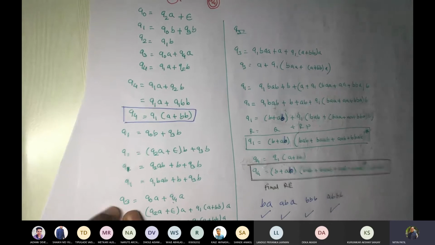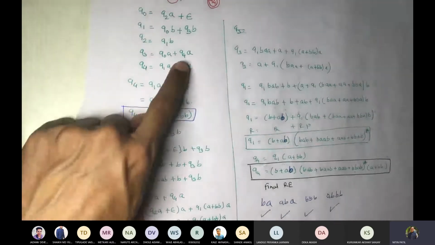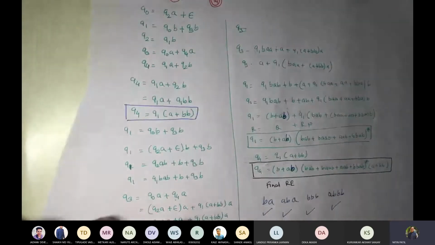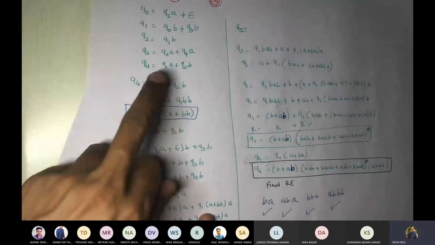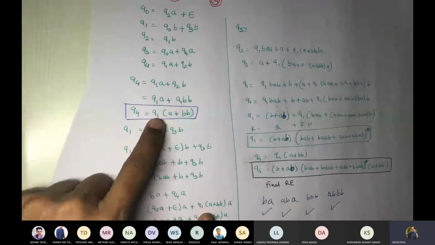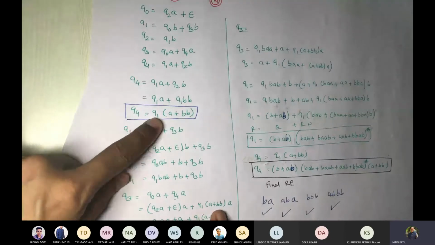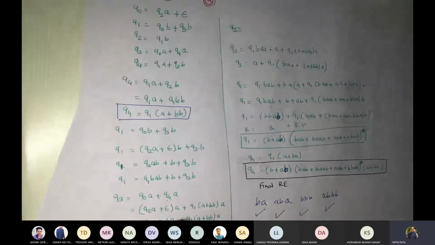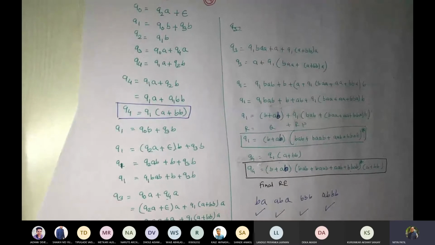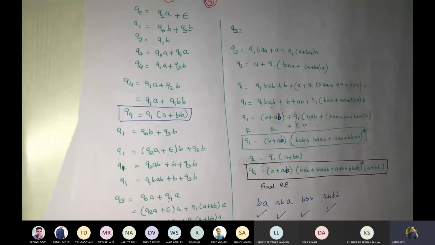So we started with Q3. We wrote the Q3 equation as Q0A plus Q4A. The Q0A value was Q2A plus epsilon. We put it there. We also put the Q4 value, which is of the form Q1. So we got Q1 times A plus BB, and then this remaining A for Q3. Then we got simplified equations. Now we know the Q2 value is Q1B, so we put it there with AA plus A, then Q1.